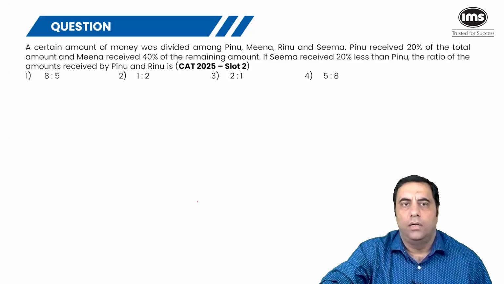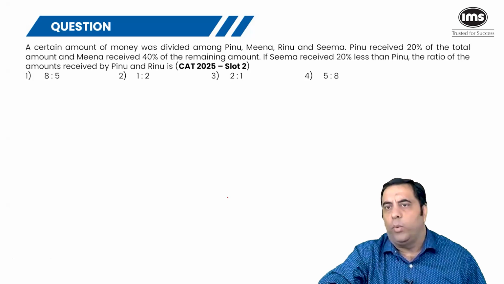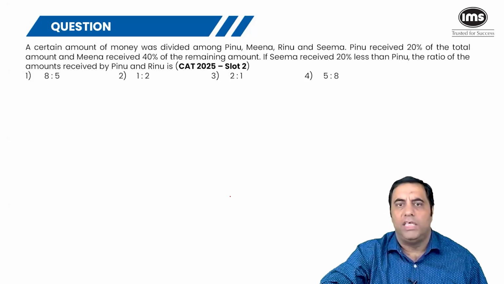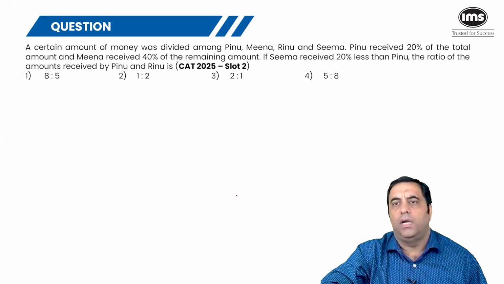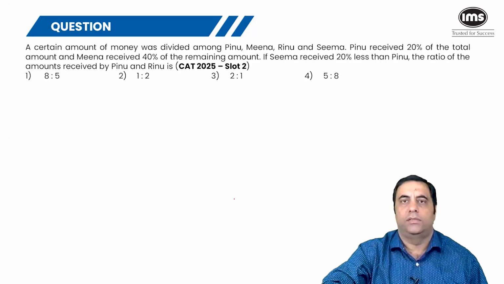Let's see the question. A certain amount of money was divided among Pinu, Meena, Reenu and Seema. Pinu received 20% of the total amount and Meena received 40% of the remaining amount. If Seema received 20% less than Pinu, the ratio of amounts received by Pinu and Reenu is?